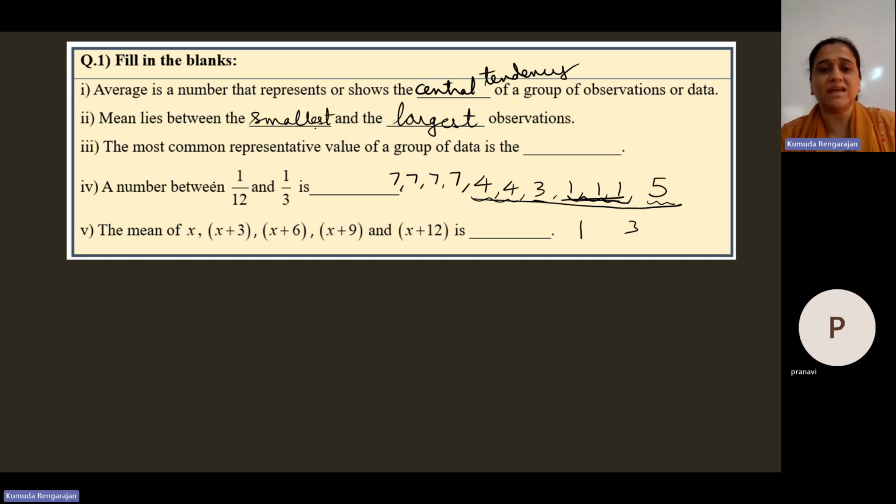Mean lies between the dash and the dash observations. Mean lies between the smallest and the largest observations. I just gave you the example of mode, where mode can be the smallest value or the largest value.